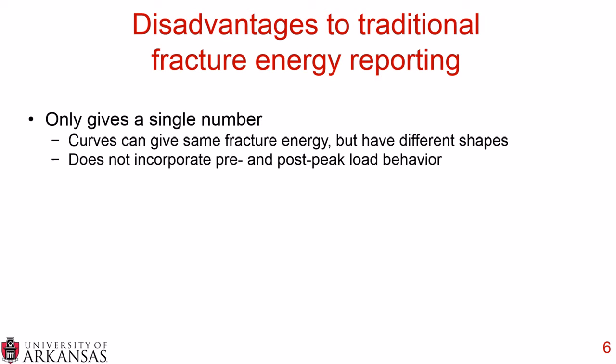Now there's some disadvantages to fracture energy reporting, or the stress intensity factor or the J integral. These all only give a single number. Curves can give the same fracture energy, but they can have very different shapes. And these single numbers, such as fracture energy, do not incorporate pre and post-peak load behavior. Now the flexibility index does take a look at the slope of the softening curve at a point, but again, all of these numbers are simply taken at a point.